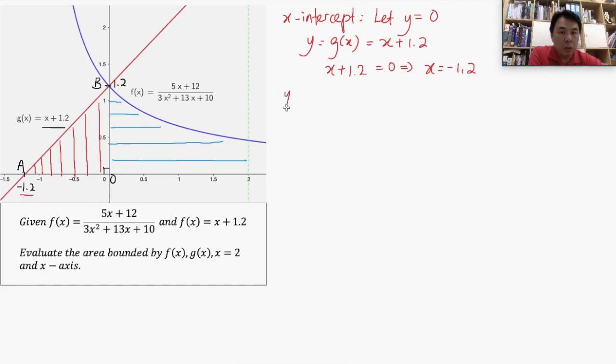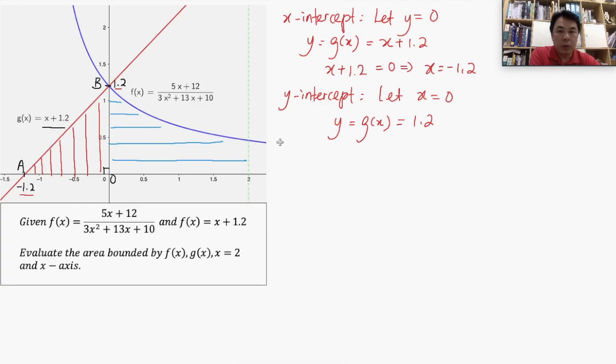Now to get the y-intercept, we will let x equal to 0 in this case. Once we let x equal to 0, our y, which is given by the gx function here, is equal to 1.2. So that is our y-intercept.